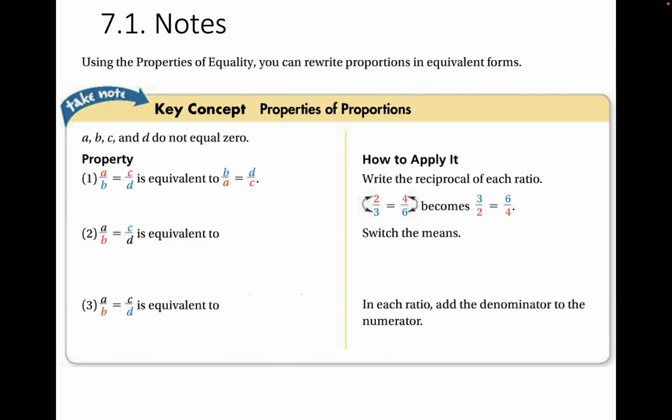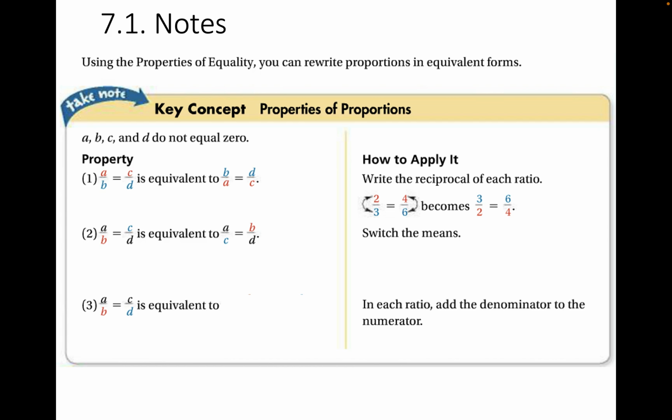The second property of proportions is that I can switch the means. So if I have A over B equals C over D, I can just switch that B and that C here. So I can say that A over C equals B over D.